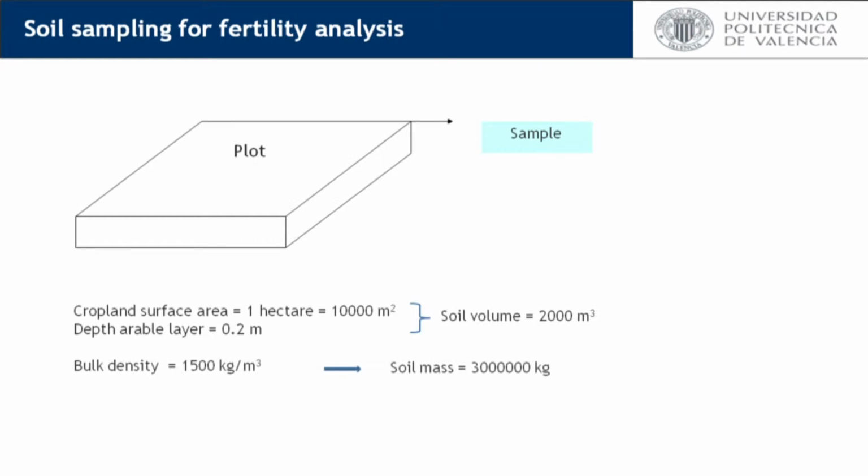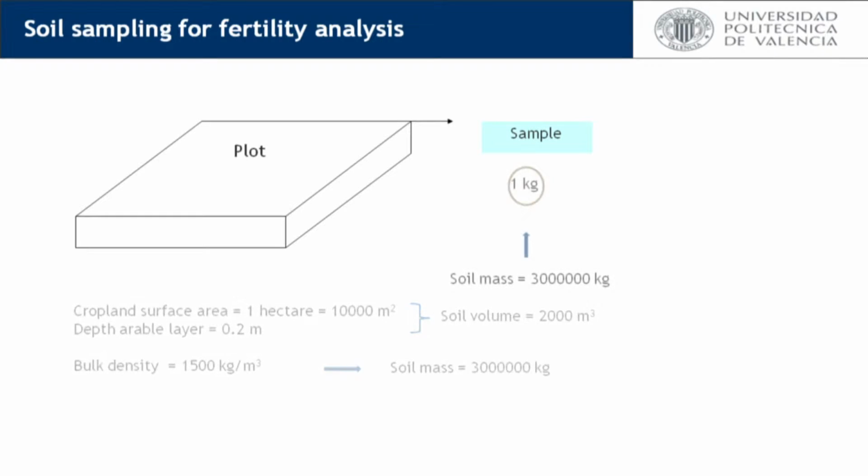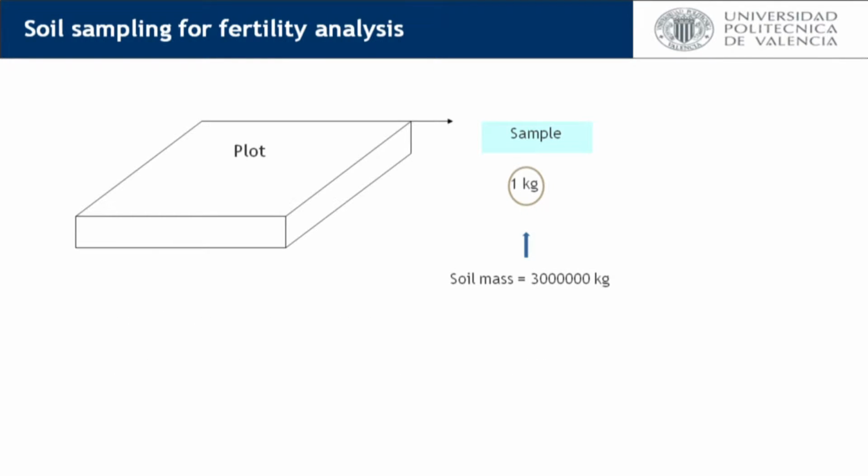The mass of the soil depends on its degree of compaction. If one considers a density of 1,500 kilograms per cubic meter, the mass of soil with which we are dealing is 3 million kilograms. The results of the analysis of the soil sample will be applied to all the plot.